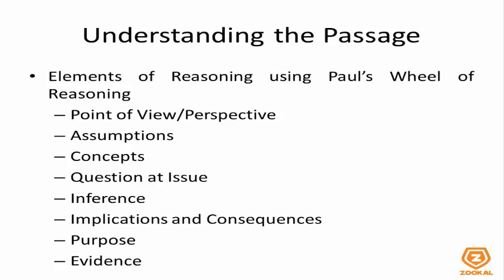Okay, let's start off by taking a look at the various features of a passage, as you can see from the list here. There are various elements of reasoning using a framework called Paul's Wheel of Reasoning. As you read the passage, do try to keep an eye out for these elements of reasoning, as they will help you gain a better understanding of the author's point and his logic and reasoning behind his point. I'm sure you already understand some of the elements of reasoning, as they may be quite obvious and straightforward. However, I will now further explain some selected elements of reasoning.